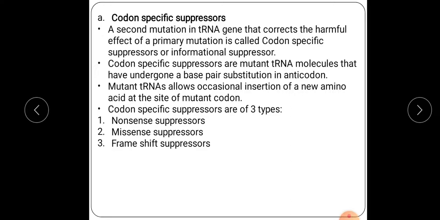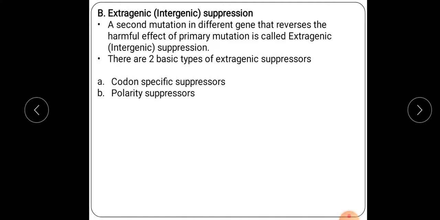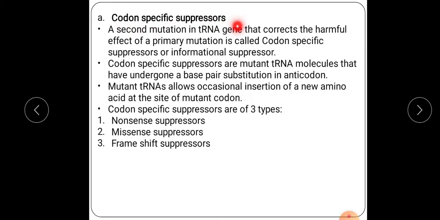And this codon specific suppressor is again of 3 types: nonsense suppressor, missense suppressor, and frame shift suppressor. And this we will study again in the next lecture. And the second one, polarity suppressor, and the 3 types of this codon specific suppressor we will study in the next lecture. Thank you.